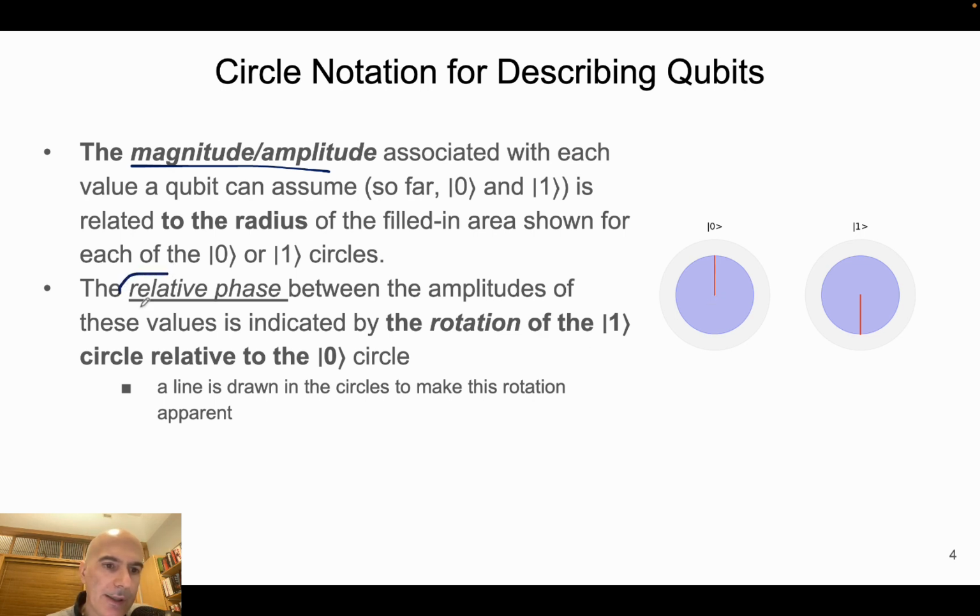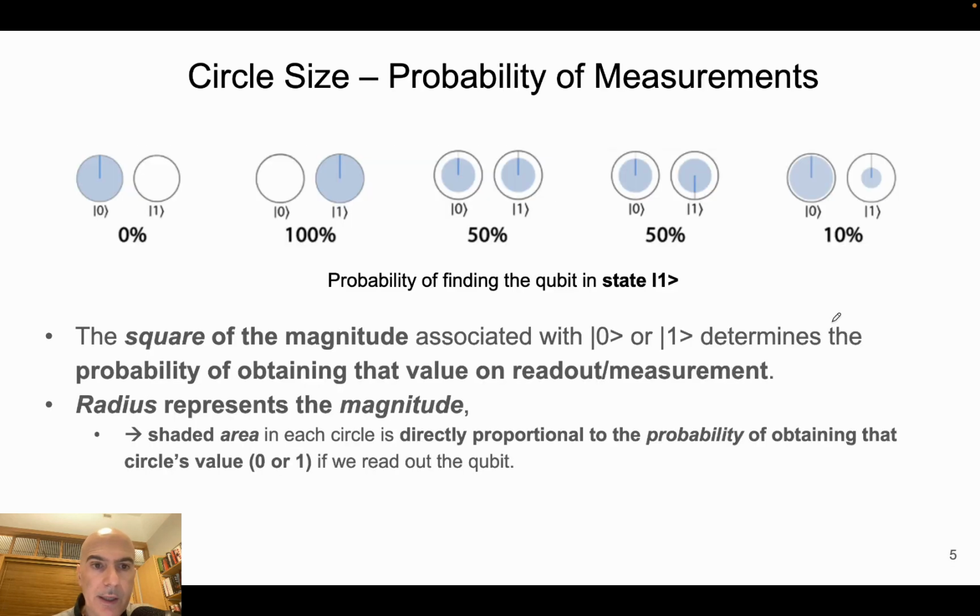The other point is the relative phase, that is the rotation of the state 1 with respect to the state 0. So what is the relative phase? In this case it is the relative phase of state 1, so we take this line here with respect to the state 0 phase. In this case the phase is going to be 180.